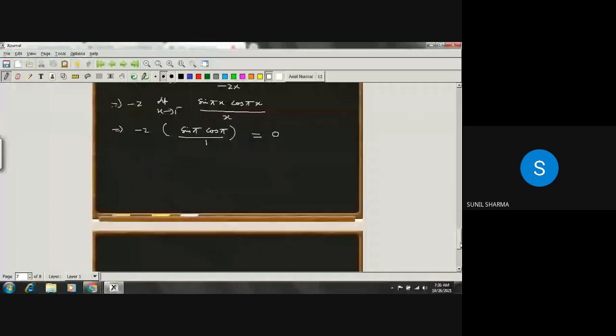Okay. So this implies that we get limit x goes to 1 negative, log of 1 minus x square divided by cot pi x. This is equal to 0.